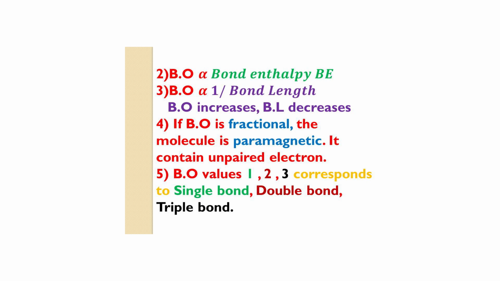And fourth significance is bond order is fractional value. If the bond order is fractional value, the molecule is definitely paramagnetic. That is, it contains unpaired electrons. And the fifth significance is the bond order values 1, 2, 3, etc. Bond order 1 means single bond, bond order 2 means double bond, bond order 3 means triple bond. These are the significance of bond order.